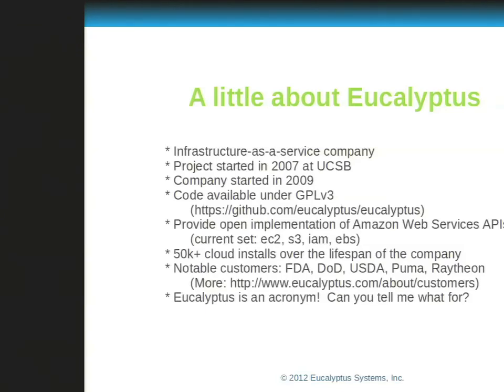The main strength of Eucalyptus as an infrastructure as a service cloud is the faithful implementation of Amazon Web Services APIs. So EC2, S3, IAM, and EBS are the API sets that we currently support. So the idea is that if you are using tools to manage Amazon Web Services, you can use those same tools to manage your private Eucalyptus cloud implementation. How many of you guys are using Amazon now? Any of you guys? So, right. So you sort of have an understanding of how those tools work. We've got a bunch of cloud installs, a bunch of customers.